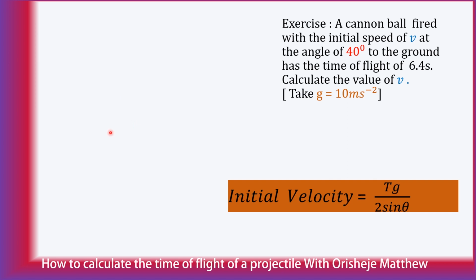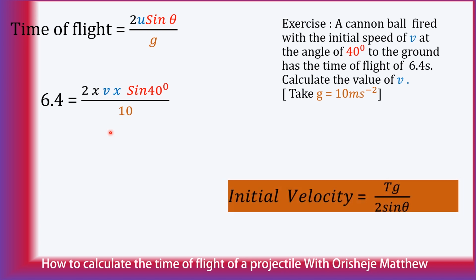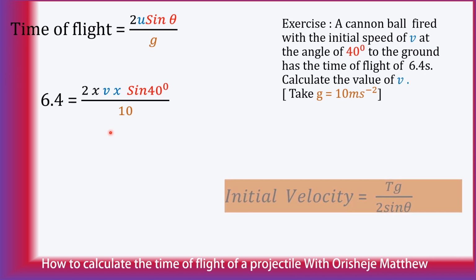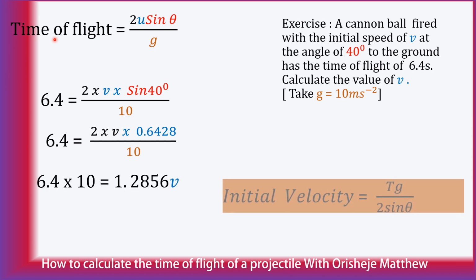So let's substitute our parameters. Time of flight is equal to 2u sine theta over g. So put your values there. We have 6.4 equals 2 times v times sine 40 over 10. Sine 40 is 0.6428.